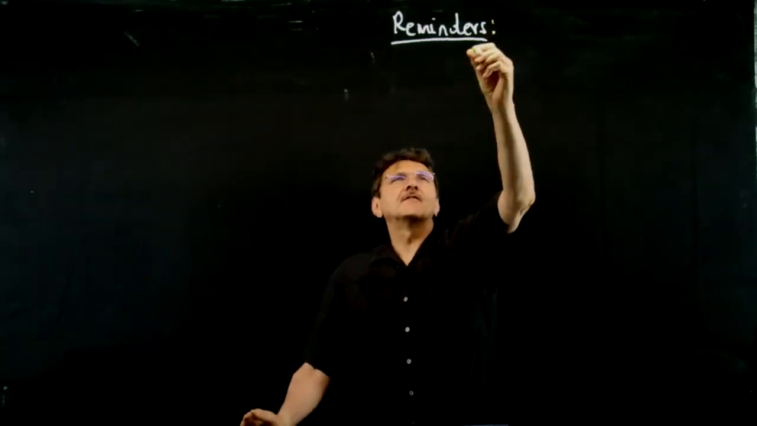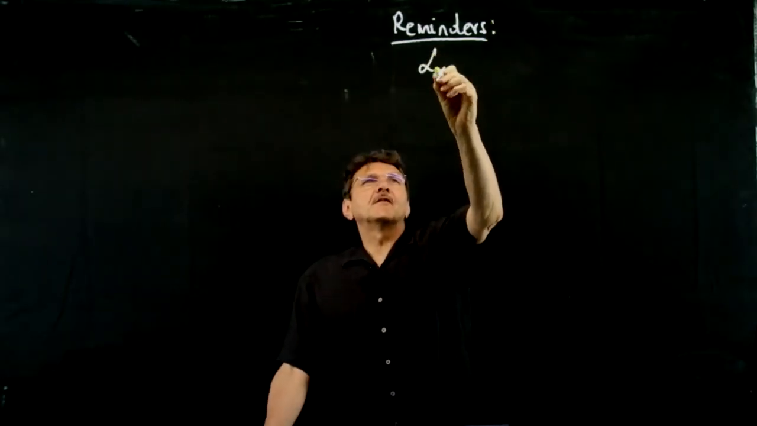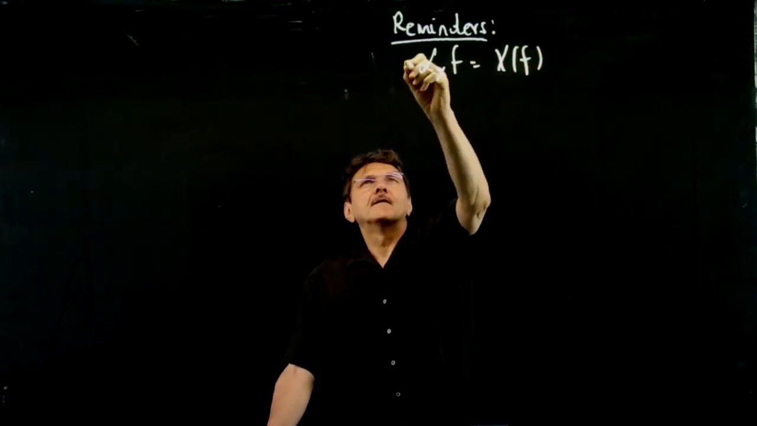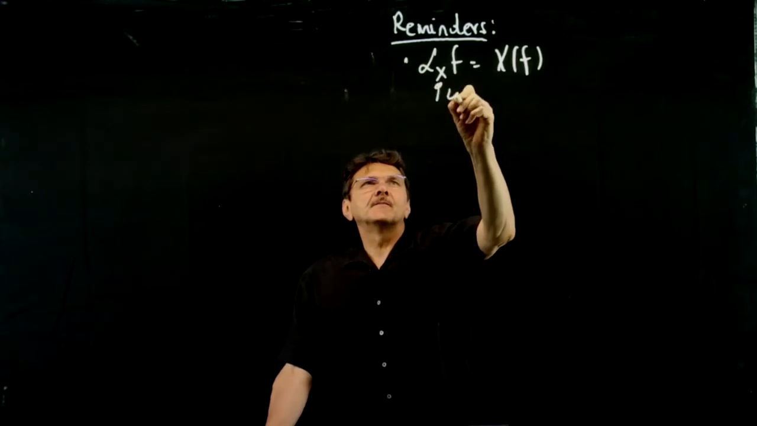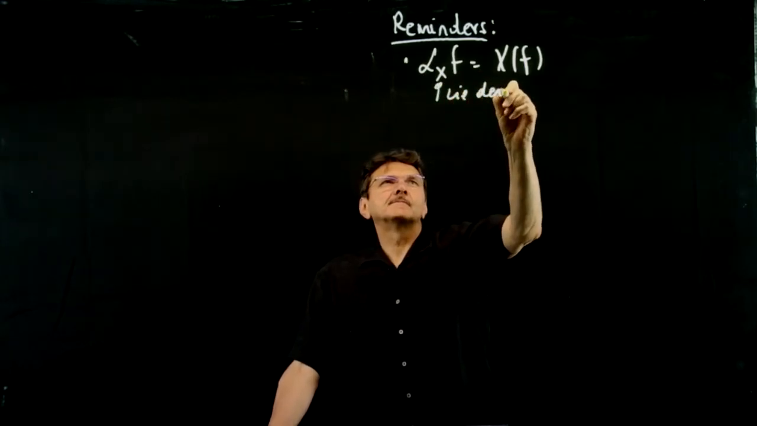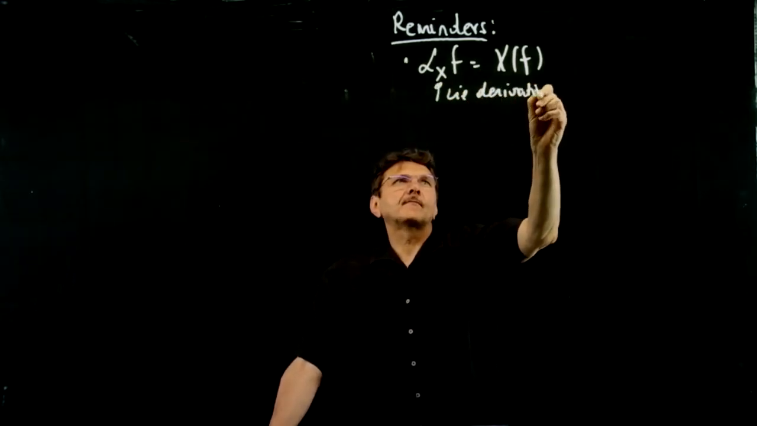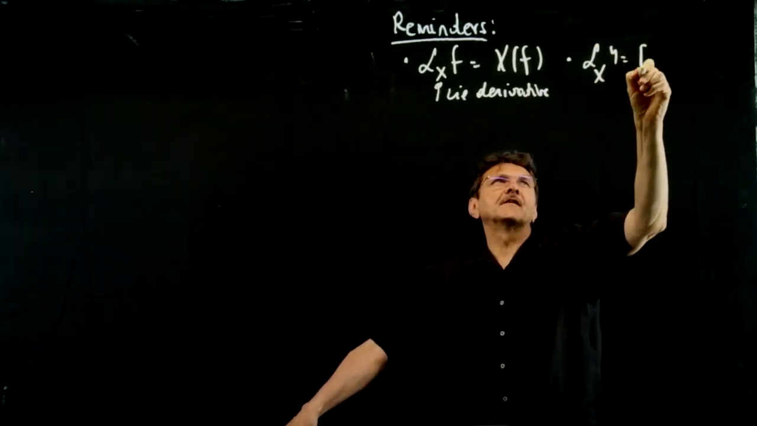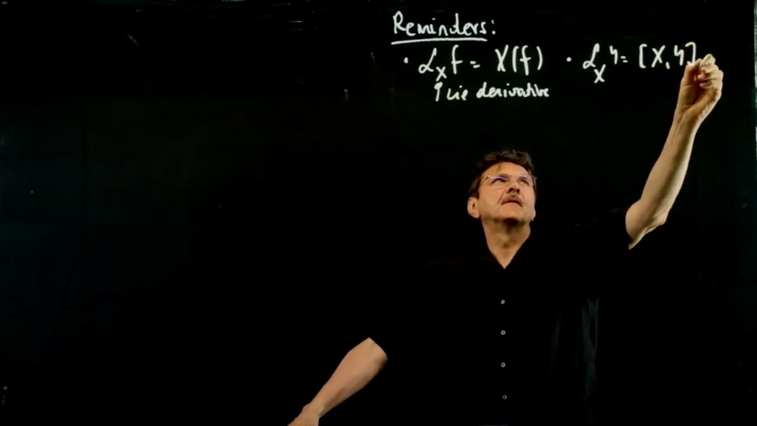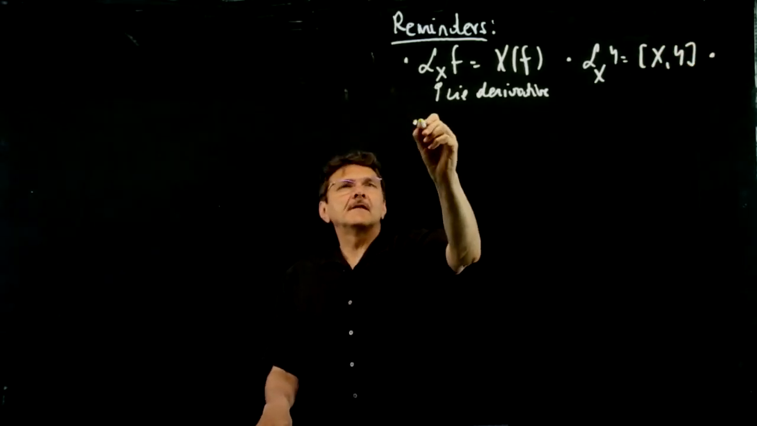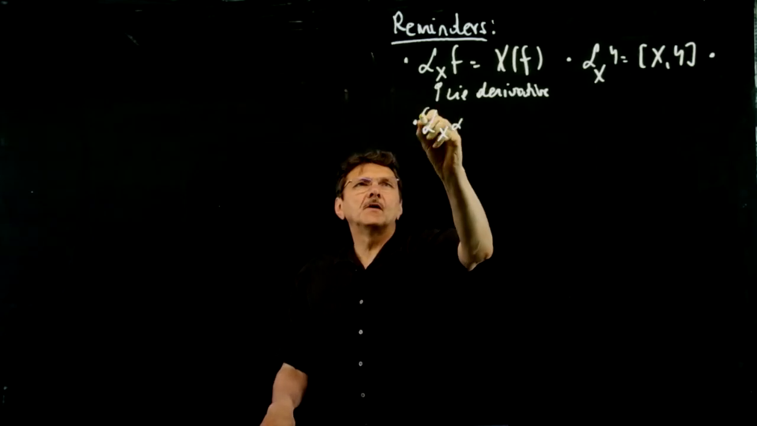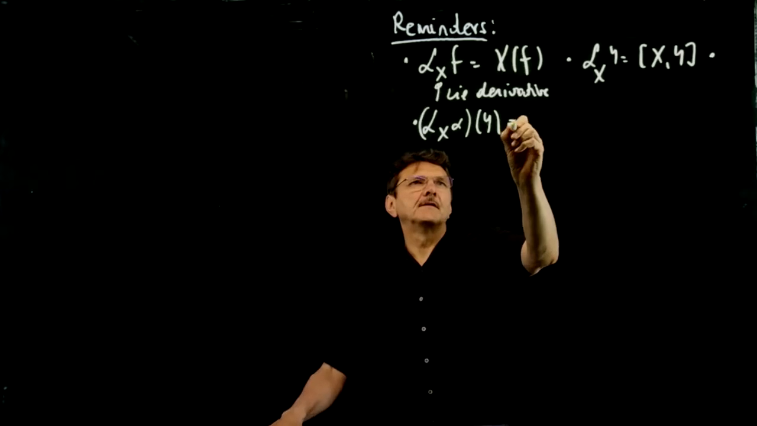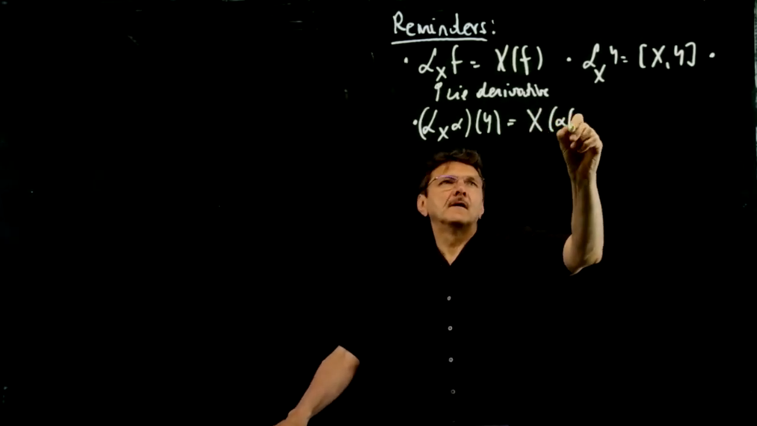So first, the Lie derivative of a function f is just X acting on f. So this is the Lie derivative. The Lie derivative of a vector field is just a commutator. The Lie derivative of a one form is just the Leibniz rule written the other way around.